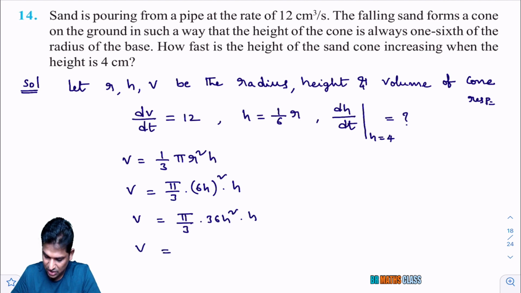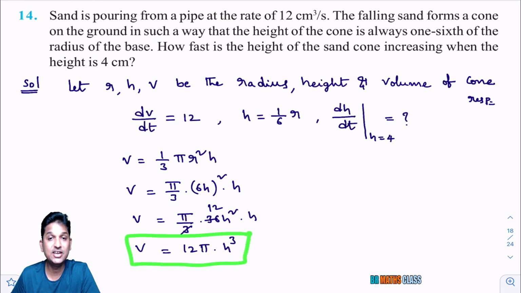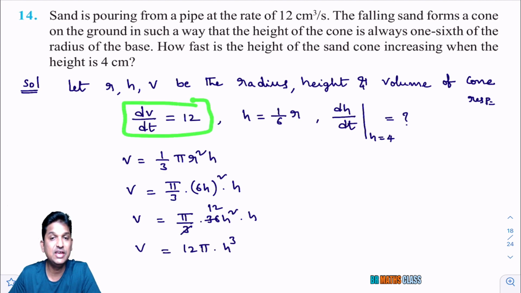That is equal to, you see here 3 into 36, 12 times, will get cancelled. So what will you get? 12 pi h cube. This is the volume formula in terms of h. Now I can easily calculate dh by dt. You observe this, they have given dv by dt.